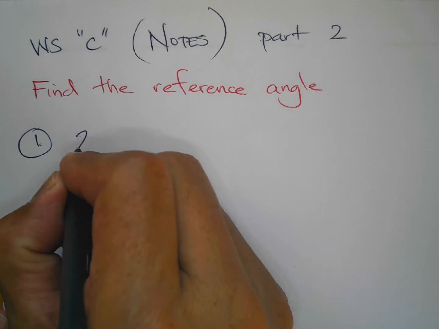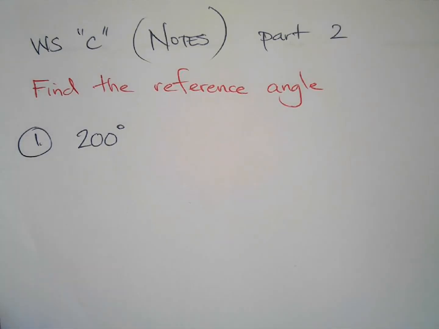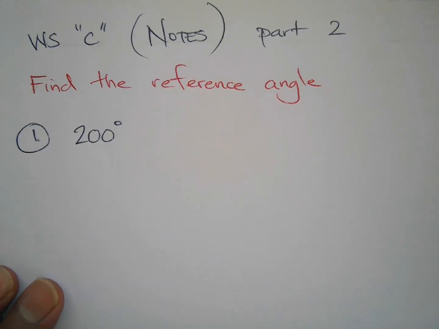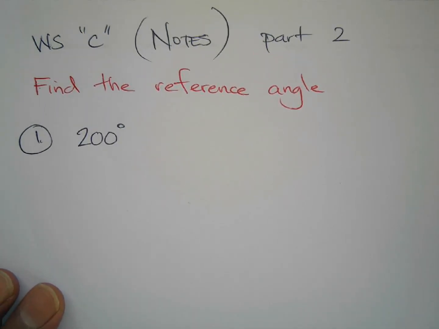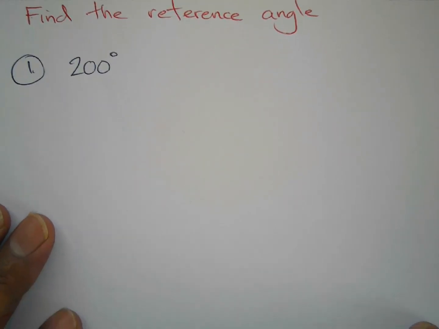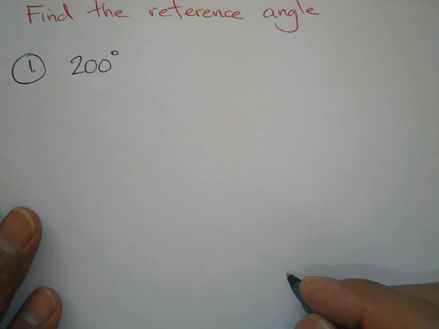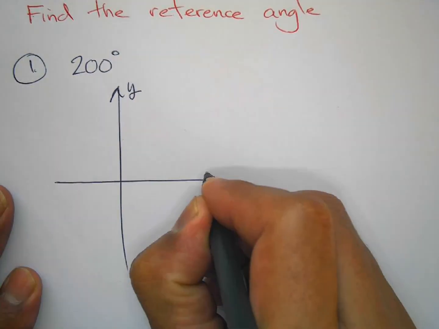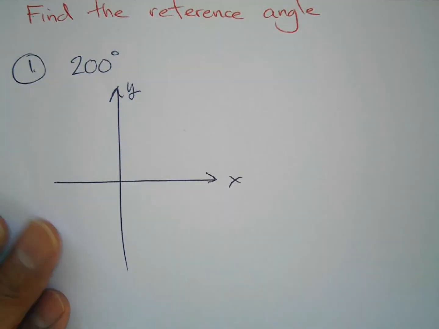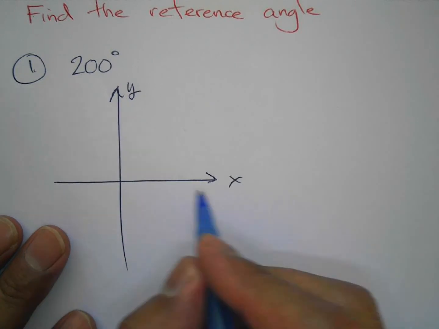Okay, so number 1, if I tell you to find the reference angle for a 200-degree angle, how would you do it? Well, you have to be able to visualize it and actually see this. So you're going to have to sketch this out and actually draw a 200-degree angle. So 200 degrees, let's see, here's my X and the Y axis. I know 200 degrees, it'll start here, right?